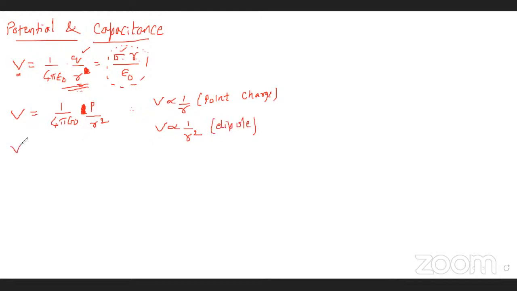And one more thing you have to remember, students: for the equatorial line, the potential is going to be 0. For the equatorial line, potential is always going to be what? 0.